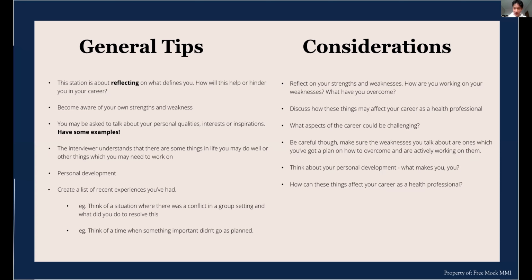So some good things to be able to talk about would be your strengths and your weaknesses, and what aspects of your career could be challenging, and I think I talked about that already. So just make sure when you're talking about a weakness that you're careful not to choose a weakness that you don't have a plan for, or haven't got anything in mind to work upon to improve. So just be clear on what you choose. So next slide.